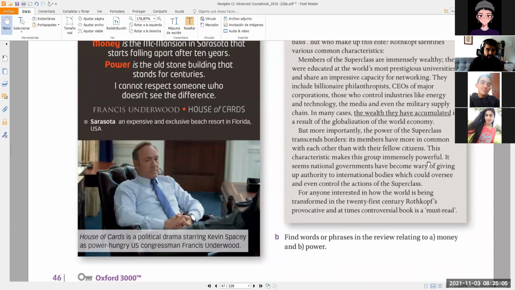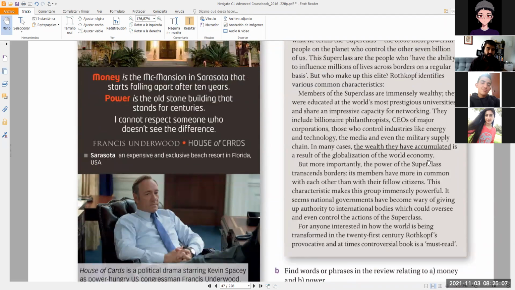Let me see. What is the meaning of the one that is highlighted? The wealth they have accumulated. Well, this expression just has to do with money. So the wealth has to do with all the resources and assets people have. So that has to do with money and property. You see, so yeah, they refer to that.